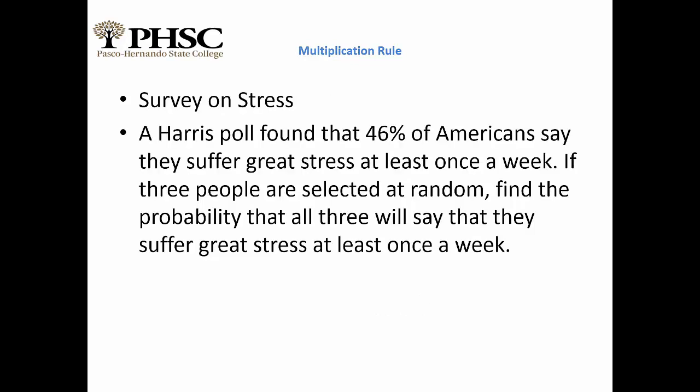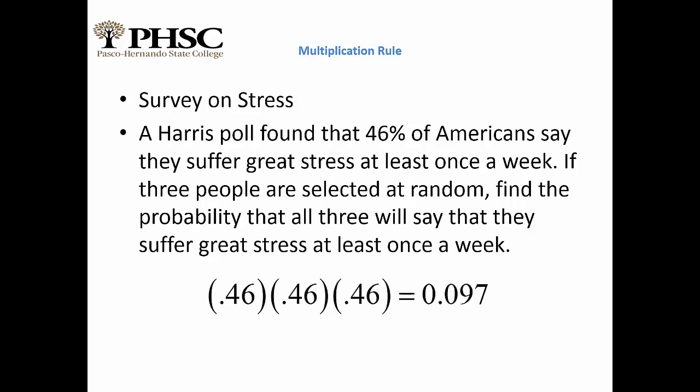The next example is a survey on stress. A Harris poll found that 46% of Americans say they suffer great stress at least once a week. If 3 people are selected at random, find the probability that all 3 will say that they suffer great stress at least once a week. Since they're independent of each other, I just multiply the probability of each of the events 3 times, and I get 0.097, so about 10%.